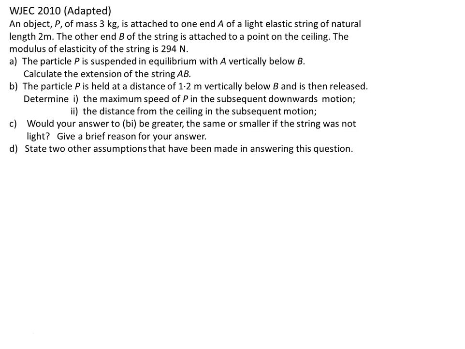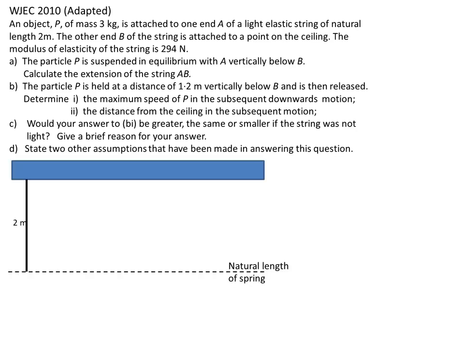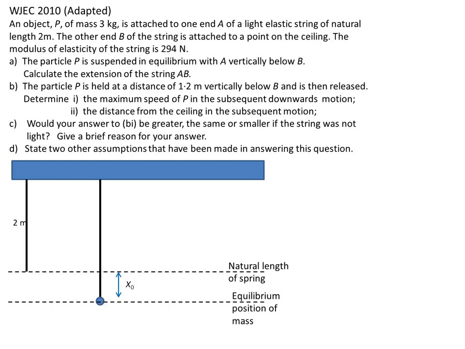So we need to start by drawing a diagram. Initially just have the natural length clearly marked on the diagram, then put the mass in its equilibrium position and show the extension that we've got. The forces need to be put onto that diagram. So we've got the weight, which is 3g, and we've got the tension, T.